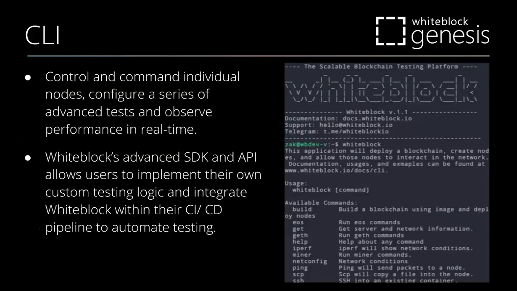The way we interface with developers today is using a command line interface that allows you to command individual nodes, configure a set of advanced tests, and observe their performance in real time. It also comes with a complete SDK and API, so people can integrate that into Jenkins, Circle CI, Concourse, and all those test suites that exist today.